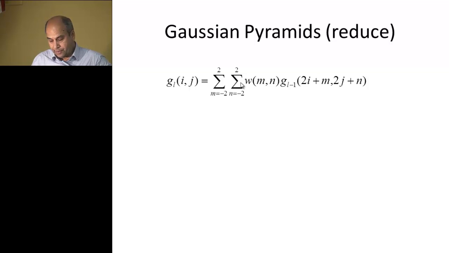Now one thing you will notice is that in convolution we didn't have this 2 here. The 2 shows that the resolution is going to be reduced by half, and that's actually the reduce operation. For simplified notation, we take G_{L-1}, reduce it, and we get the next level, which is G_L.